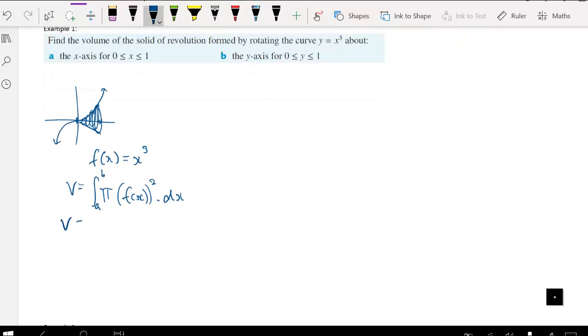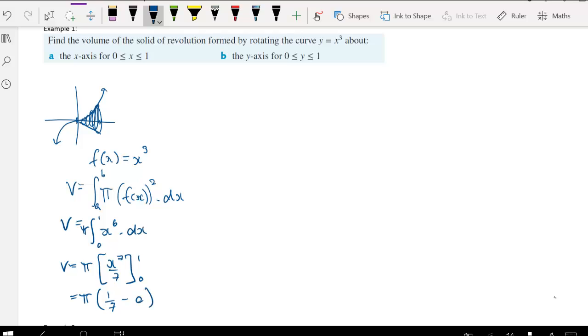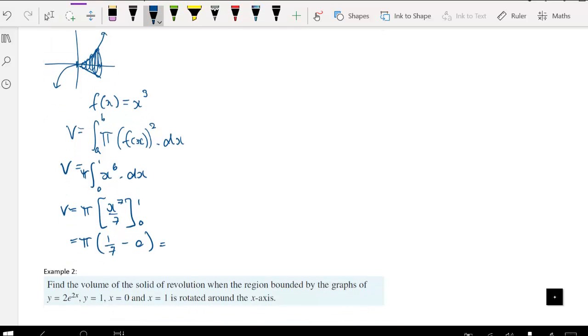Okay, so that means our volume is between the bounds 1 and 0. We can move our pi out in front. Now f of x is x cubed, so f of x squared will be x to the power of 6 with respect to x. So our volume will be pi multiplied by x to the power of 7 on 7 between 1 and 0. And that means we have pi times 1 to the power of 7, which is 1 on 7, subtract 0. And so our answer is pi on 7 units cubed.